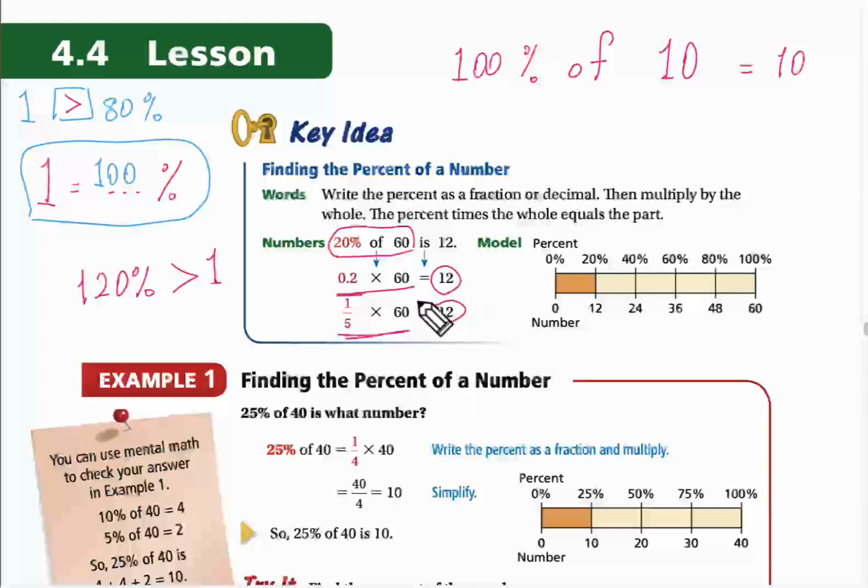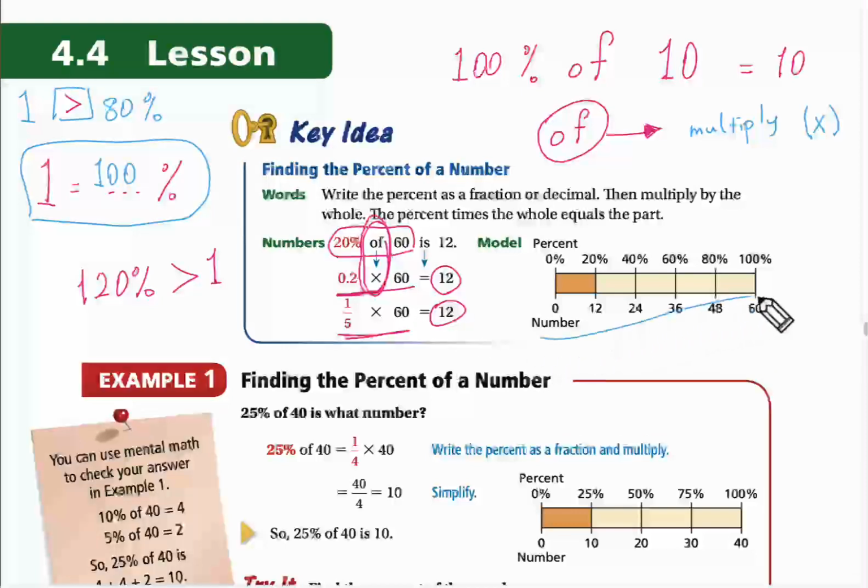Now, I want to ask a question. What is the meaning of this word "of" in mathematics? As you see here, we translated this word to be what? Multiply. Excellent. So "of" means multiply. It's the same as multiplication. When I say a percent of a number, you should multiply the percent by the number. You will write the percent as a decimal or as a fraction and multiply it by the number.